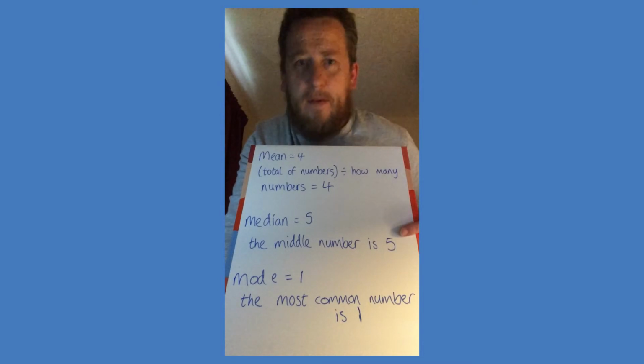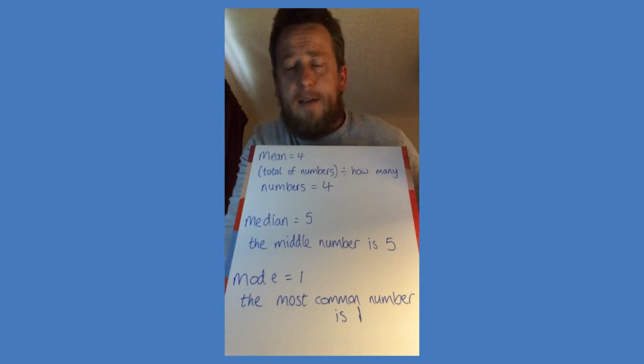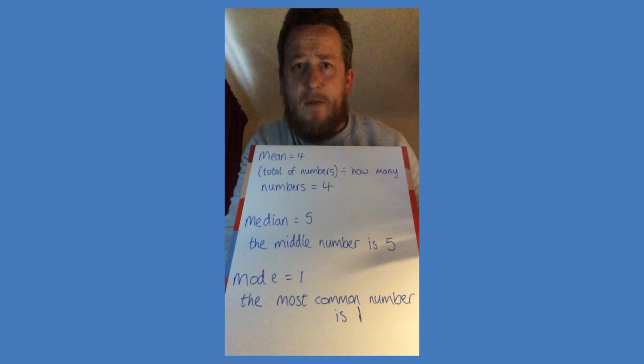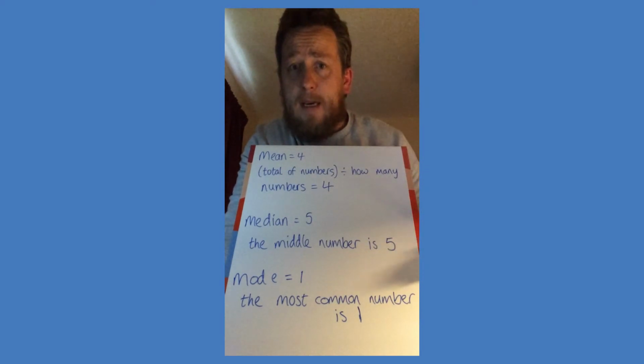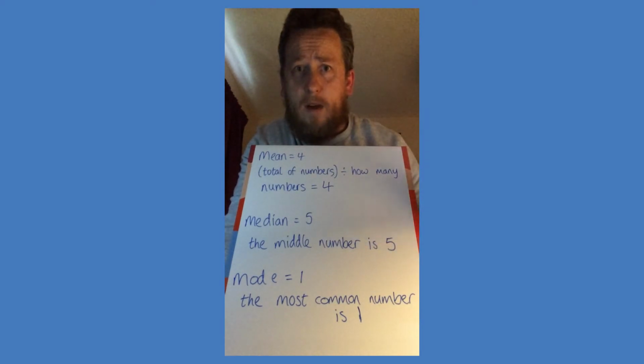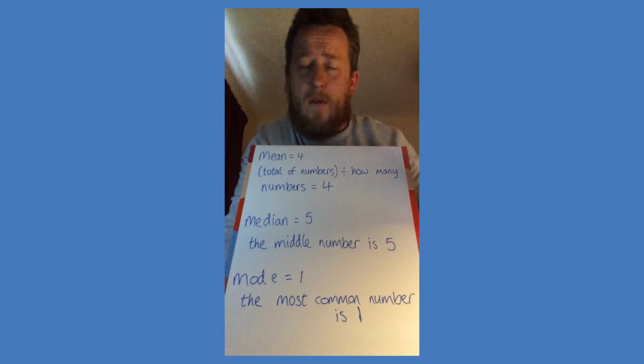The median, however, is simply saying that the middle number is 5. So that means if you've got 3 numbers in your list, the middle number of those 3 would be 5. If you've got 4 numbers, then the 2 numbers in the middle would either both be 5, or the middle of those 2 numbers would be 5.